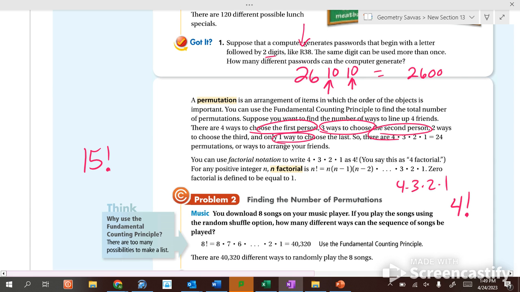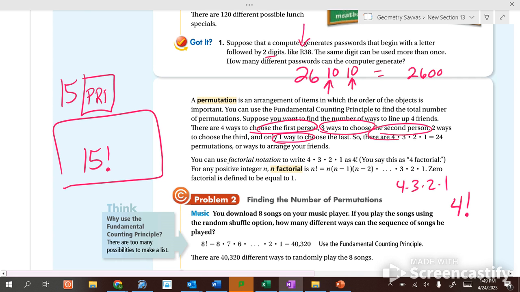All right, so we're going to do this 15 factorial on your calculator. You're going to hit the number 15, then hit the button that is PRB. Find the exclamation point and hit enter or equals.